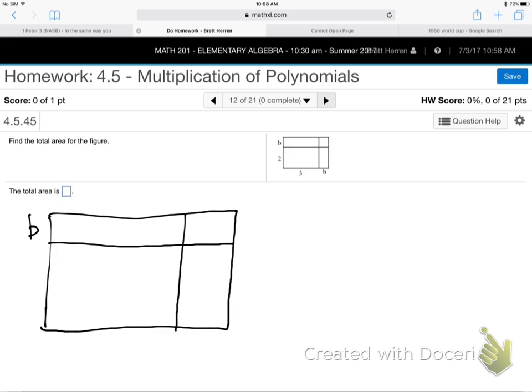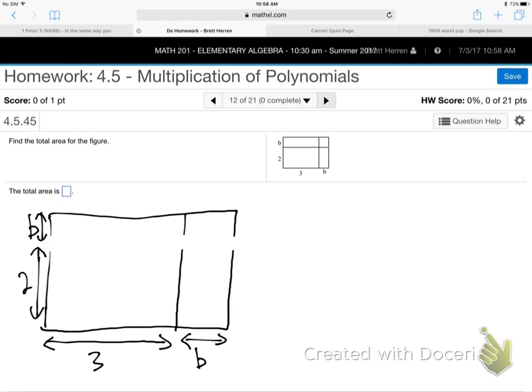So they're saying this is b, and they mean that height is b, and 2, they mean this height is 2, and 3 is that width, and b is that width here. Okay. So there we go. So there's the picture they're giving me. And they want me to figure out the total area for the figure.